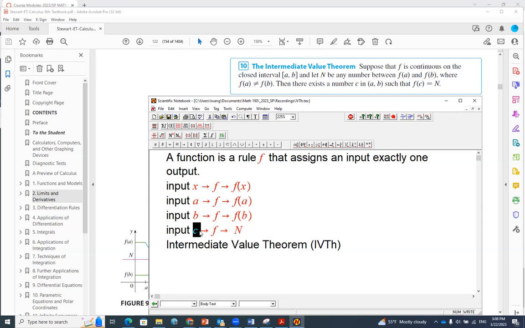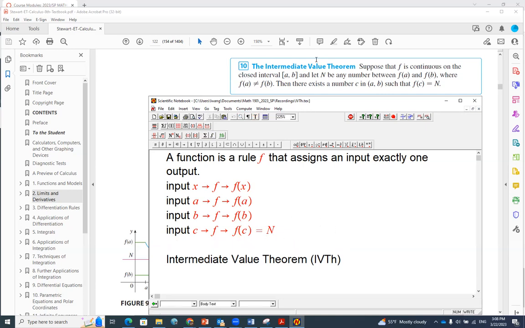If C is an input, certainly we have f of C. F of C is a capital N. So first we understand the categories of all of these different quantities. They're called different names. So X is in the category of input, A is in the category of input, A, B, C, you can see they're lowercase, and the output is f of X output, f of A output, f of B output, f of C output, and a capital N is in the category of output.